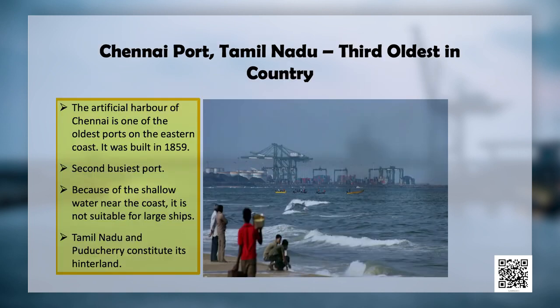Chennai port, which is located in Tamil Nadu, is the third oldest in the country. The artificial harbour of Chennai is one of the oldest ports on the eastern coast. It was built in 1859. It is the second busiest port in India. Because of the shallow water near the coast, it is not suitable for large ships. It constitutes its hinterland in form of Tamil Nadu and Puducherry.